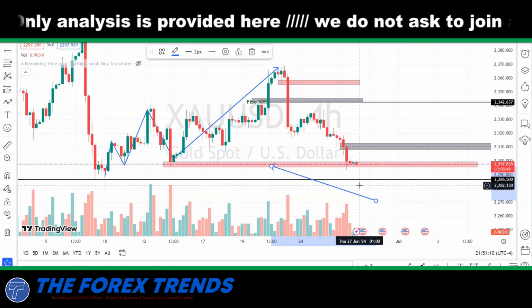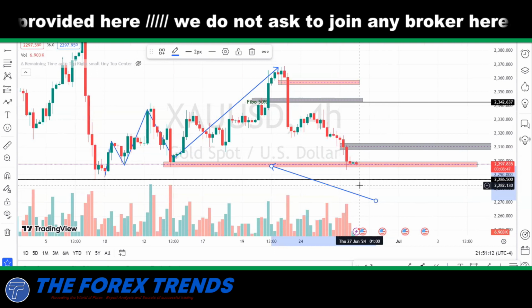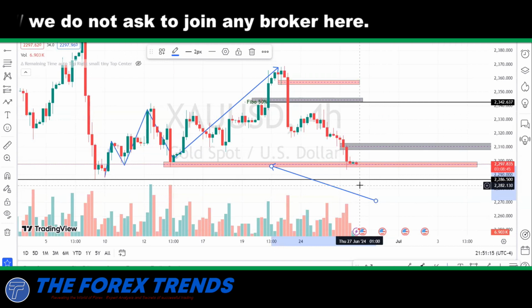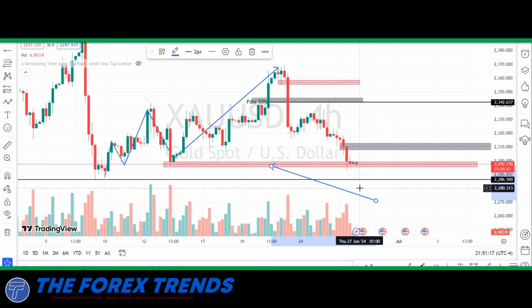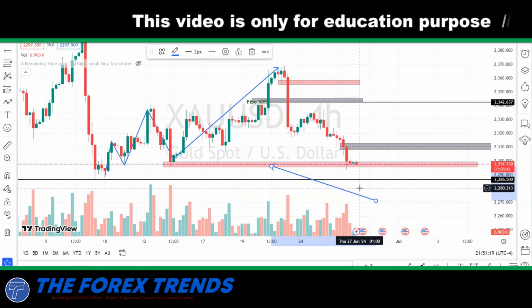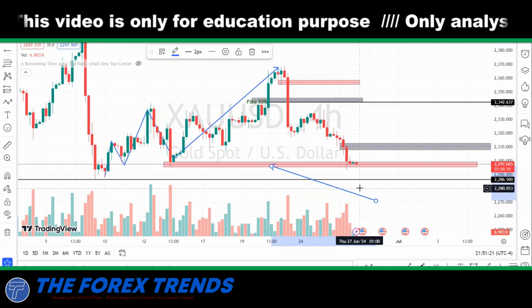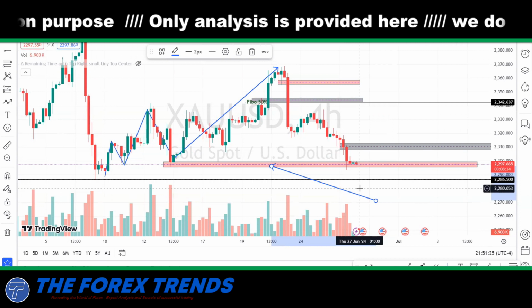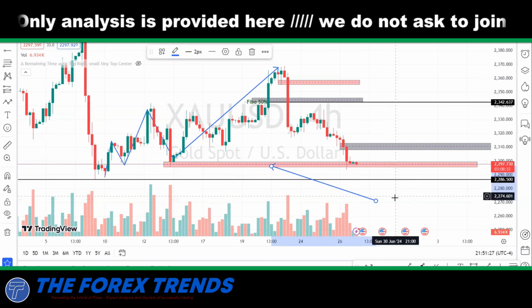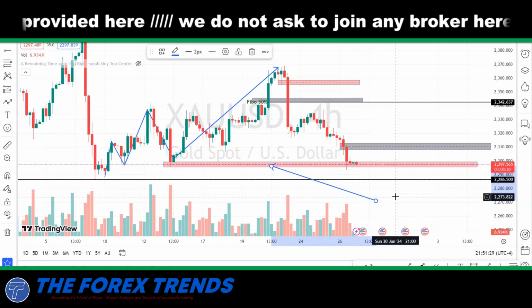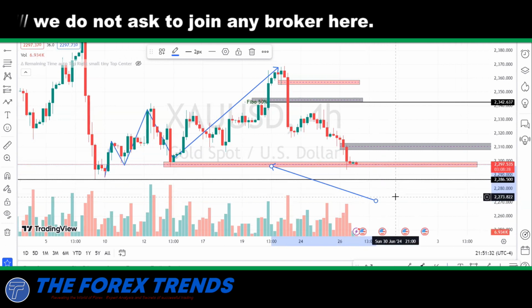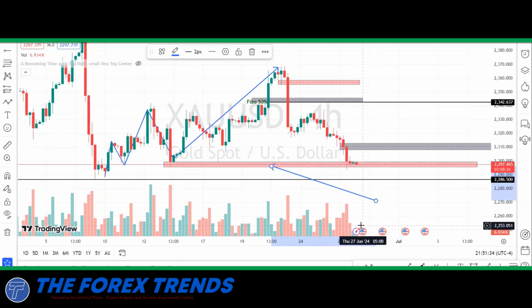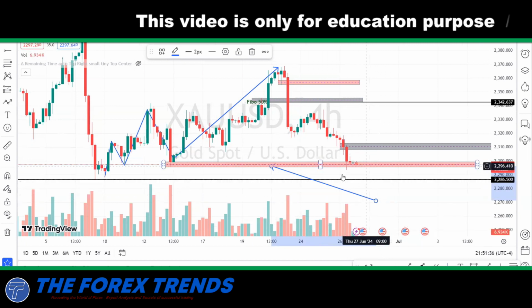But one thing you need to keep in mind is that today is the GDP data, and it is not a very good decision to take a position in gold before news. So let's wait for the news release. After the release of news, let the market unfold, and we'll definitely initiate a buy if we get any evidence from this zone.